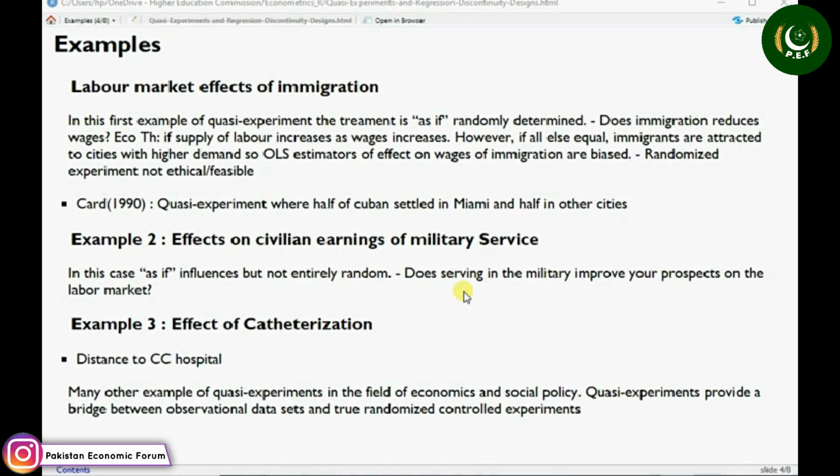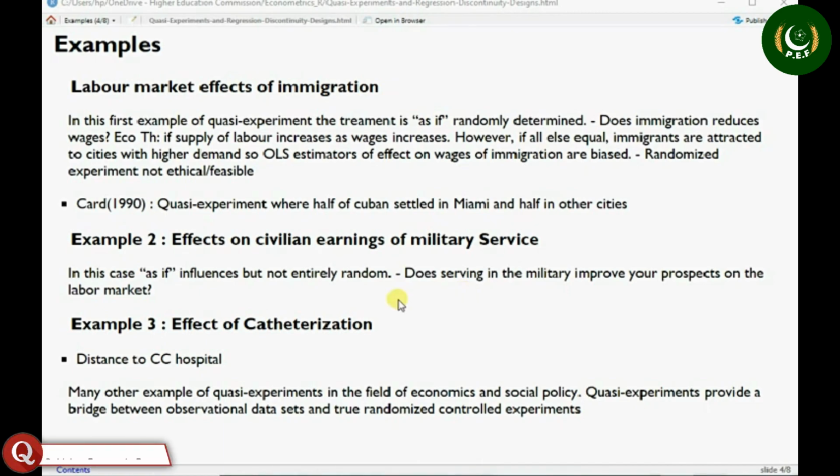So, as we see, there is endogeneity. How was this endogeneity addressed? You have basically distance to the cardiac catheterization hospital as if random. Similarly, there are many other examples of quasi-experiments in the field of economics, and these are very useful for social policies. Basically, quasi-experiments provide a bridge between observational data sets and truly randomized control experiments.